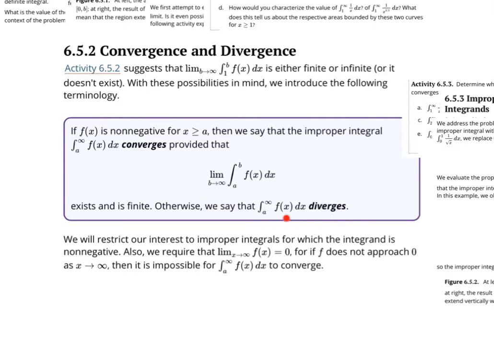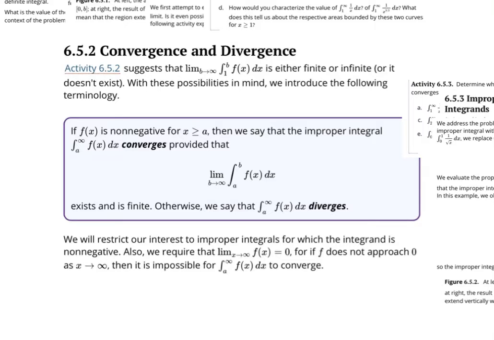then we say that the integral diverges. For simplicity in this class, we're going to focus only on improper integrals where the integrand is non-negative. So we're not going to be thinking about what happens when a curve dips under the x-axis and contributes negatively to the area under the curve.